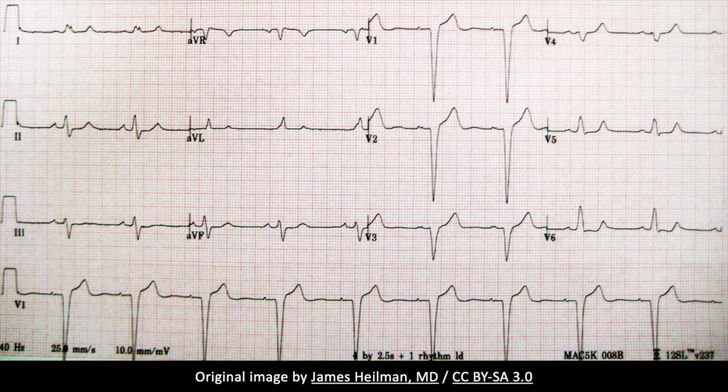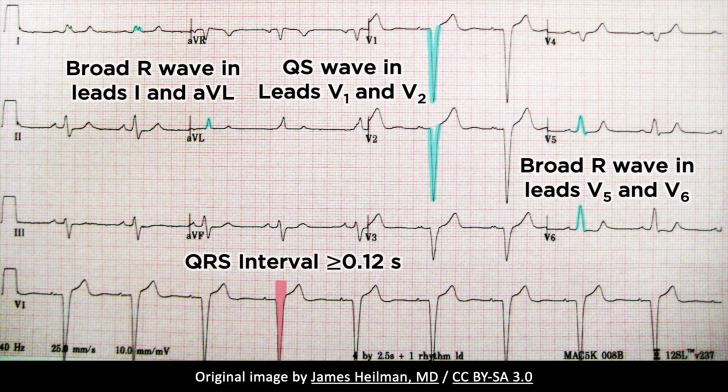Left bundle branch block can result in several ECG findings, including QRS prolongation, broad R waves in left-sided leads, and QS or RS waves in right-sided leads. When examining the ECG, keep in mind that left bundle branch block can both mimic, conceal, and be caused by myocardial ischemia or infarction.